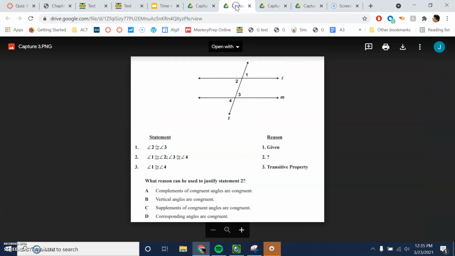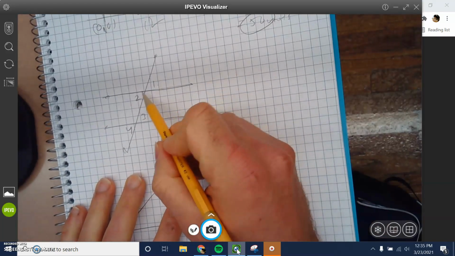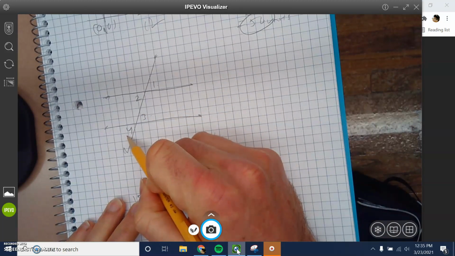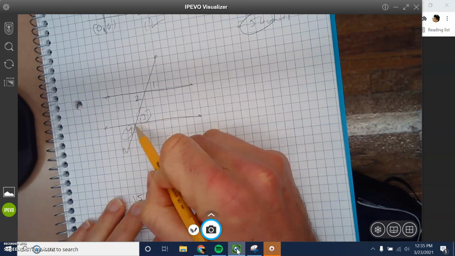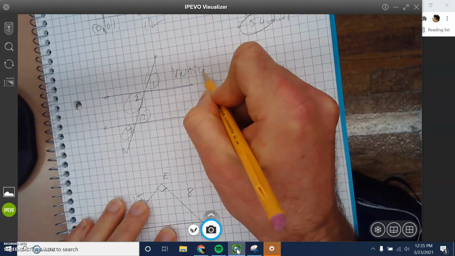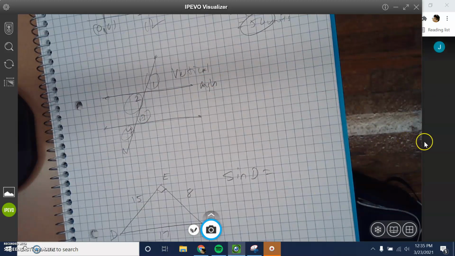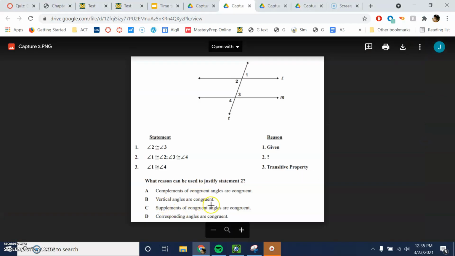Got it. All right, let's try this one. Ooh, a proof. What would go in step 2? Go. All right, angle 1 is congruent to angle 2. Angle 3 is congruent to angle 4. Okay. So why would angle 1 be congruent to angle 2 and angle 3 be congruent to angle 4? Well, they're right across the x from each other. And so those are vertical angles. Yes. So that would be vertical angles are congruent. That would be B for this one.